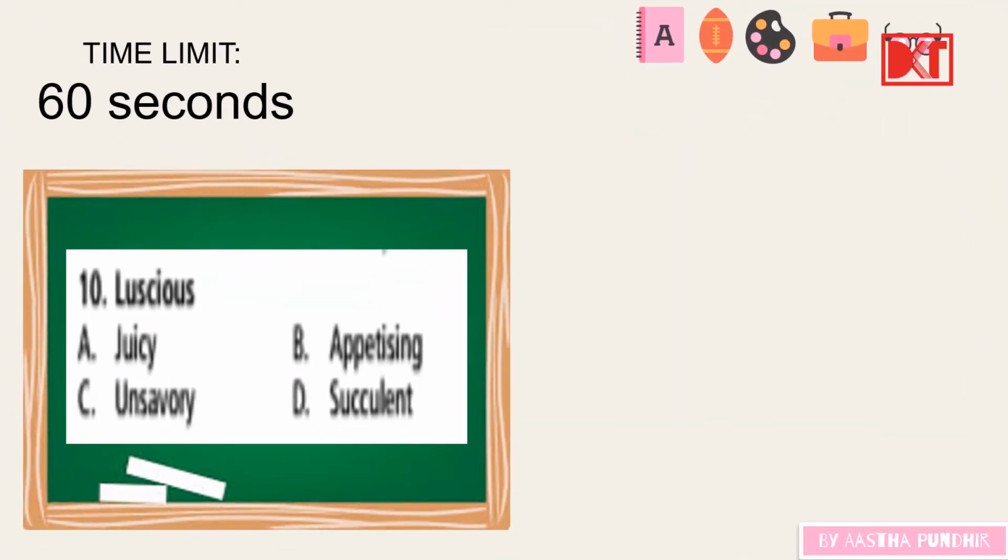Okay, the next word we have here is luscious. The options are juicy, appetizing, unsavory, and succulent. Luscious actually refers to something that has a sweet taste, very strong and very pleasing. So its opposite would be unsavory, something that is unpleasant, not nice. Then the other words, juicy, appetizing, succulent, could all be synonyms, meaning something juicy and pleasant to taste with a sweet taste.